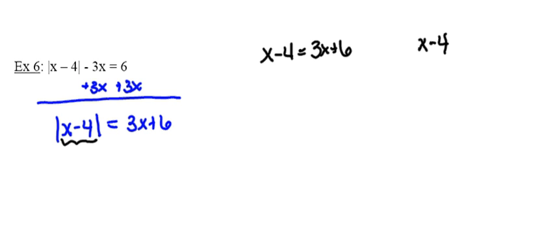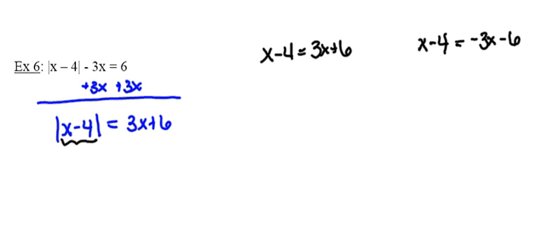But now we have to make it the opposite. So I have to turn both the 3x and the 6 into the opposite. So I make it negative 3x minus 6 for this equation. Now I can go ahead and solve for x.